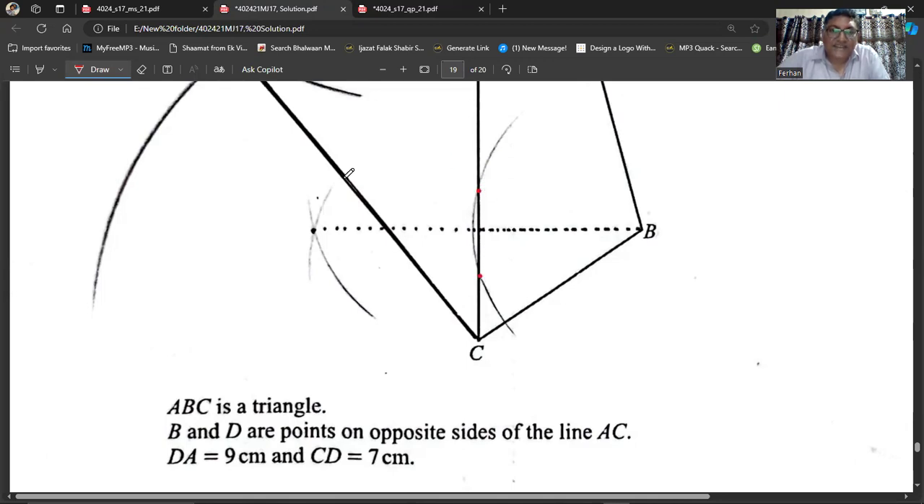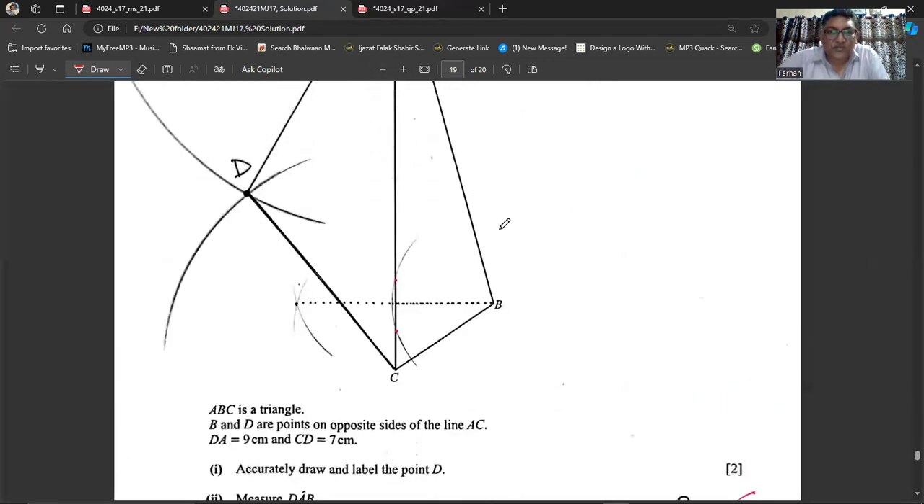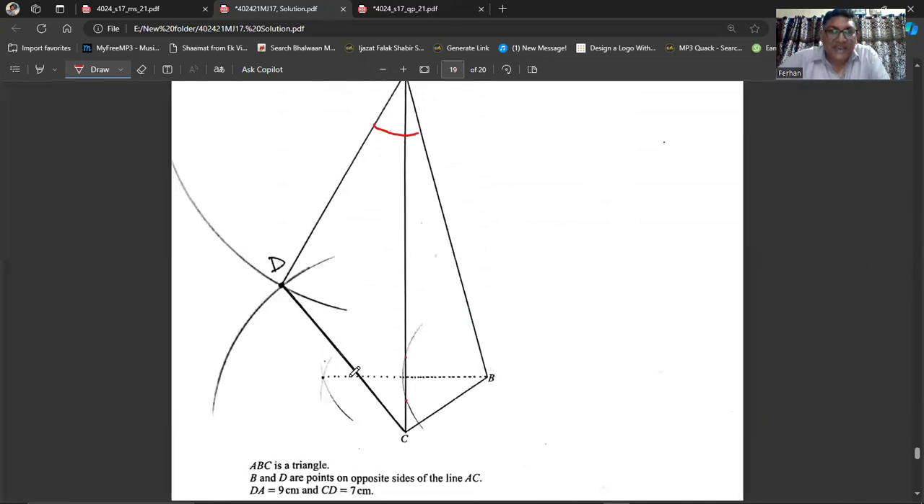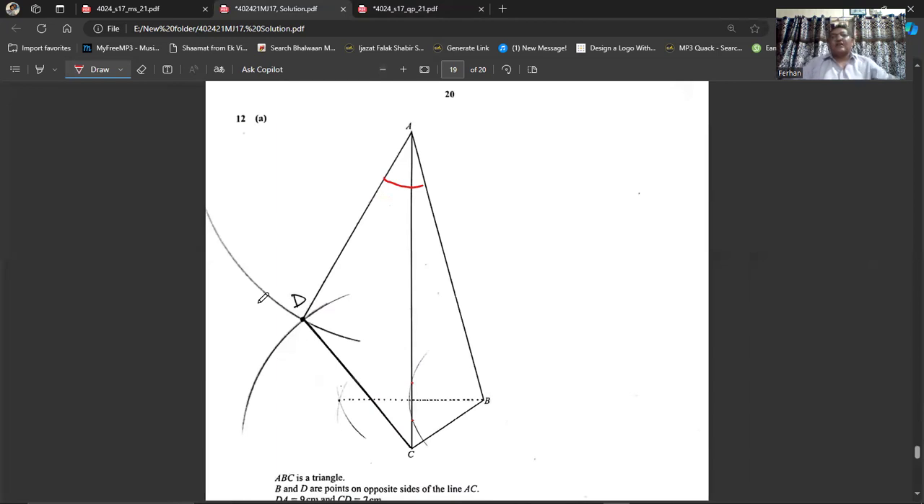Then I put my compass here and I draw an arc here. I put my compass here, draw an arc here. I join this point with this. So this is the perpendicular coming from B onto the AC line. I check how much is this length. This is the perpendicular, the shortest distance between B and AC. I hope you understand.